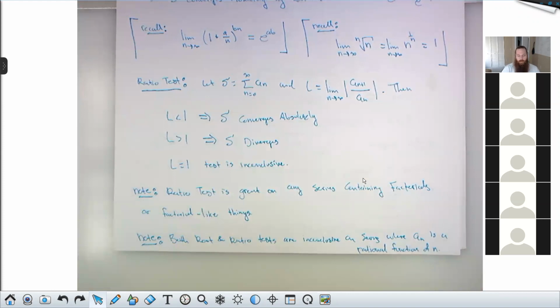If you have something that looks in any way similar to a p-series, and by that I mean like 1 over n to the p or any fraction of polynomials of n, both the root and the ratio test will be inconclusive on those, not even worth trying. So the ratio test you should use anytime you see a factorial or something that looks like a factorial. The root test you should use anytime you have a bunch of stuff raised to the n.